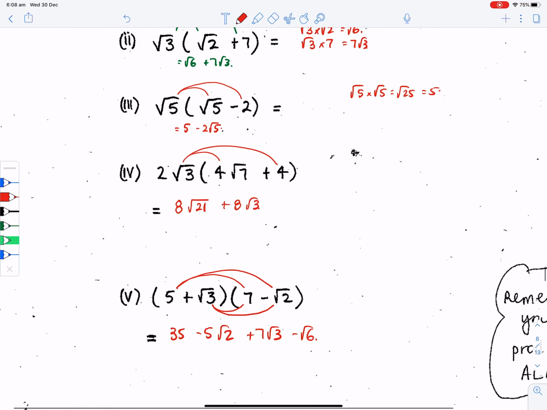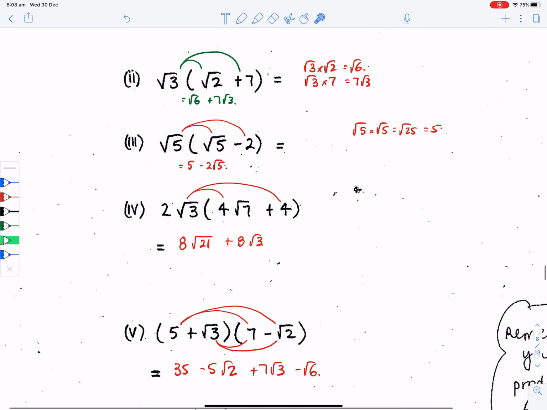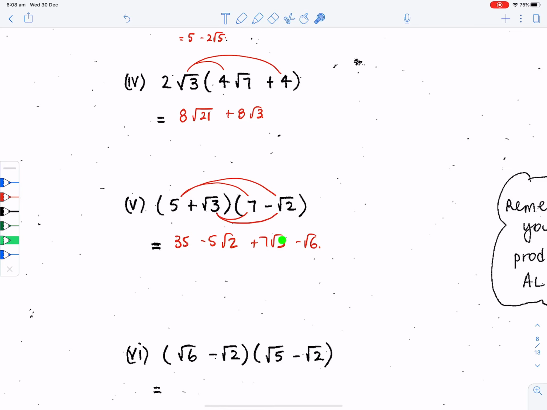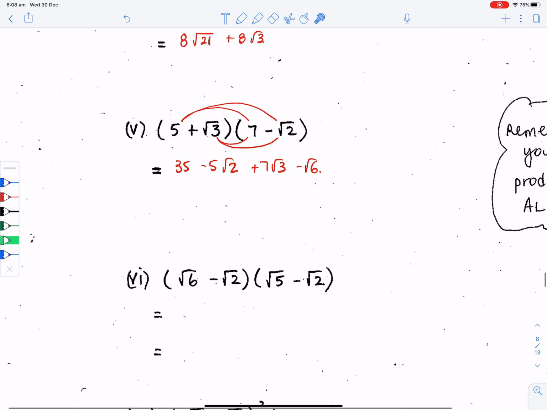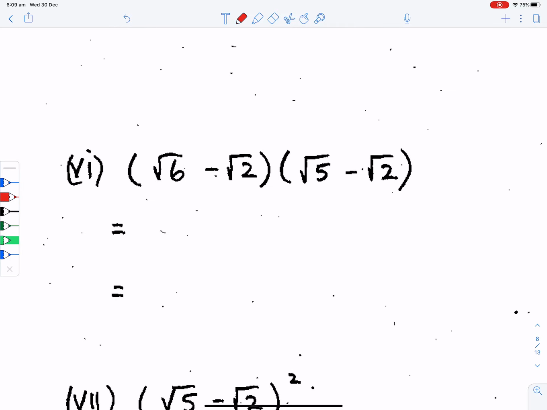Please always check, and I haven't mentioned it here, but these surds can't be simplified, right? Always check if they can be simplified. That can't be simplified, that can't be simplified, that can't be simplified. Otherwise you will lose marks. Let's have a look at this next one.